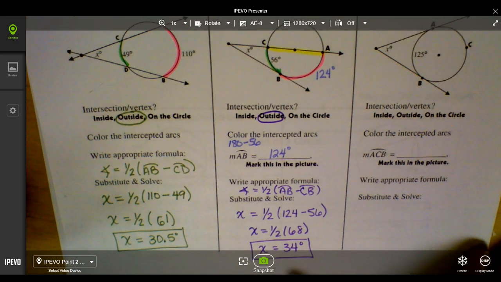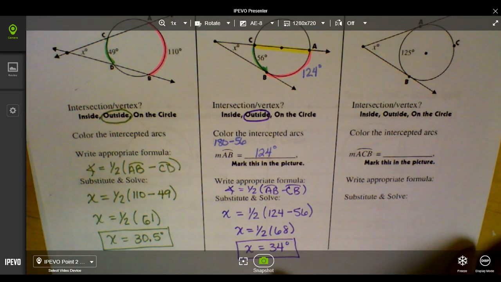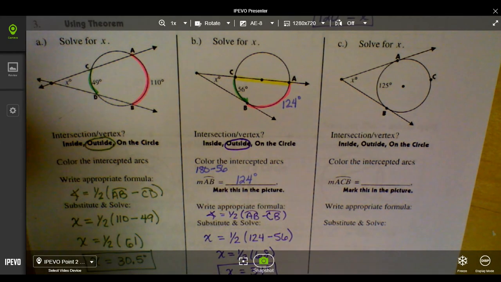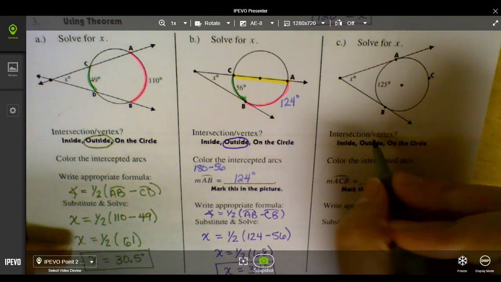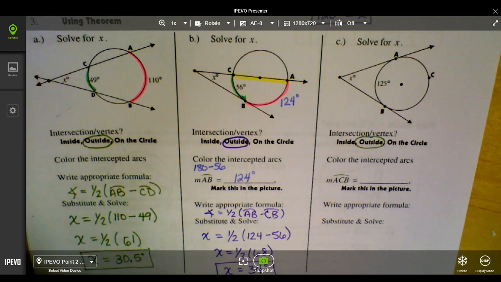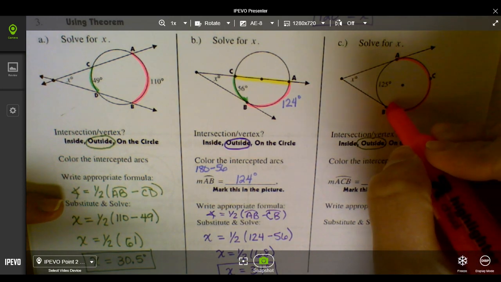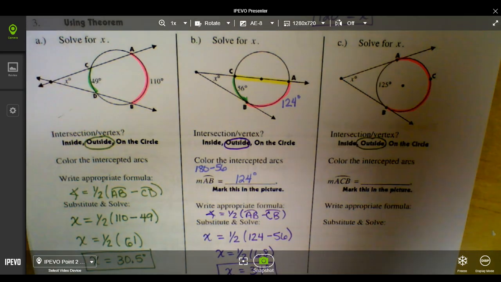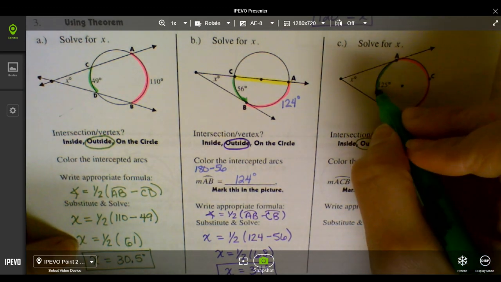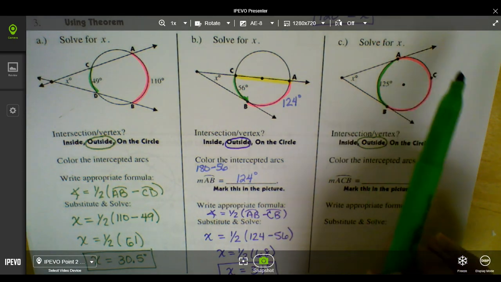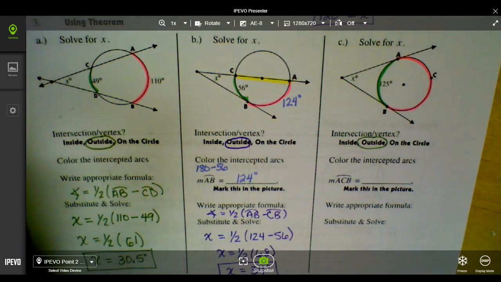Okay, one last one over here. And again, pause whenever you feel like I'm going too fast. Make sure you're getting it all written down. All right, so again, this guy is getting intersected outside the circle. Highlight your intercepted arc. My major arc, my bigger arc, goes ACB, and my smaller arc is just AB. Notice how the two arcs that I'm using, I highlighted the whole circle. So again, I'm solving for this x over here, but it didn't give me what this major arc ACB is. But can I figure that out?